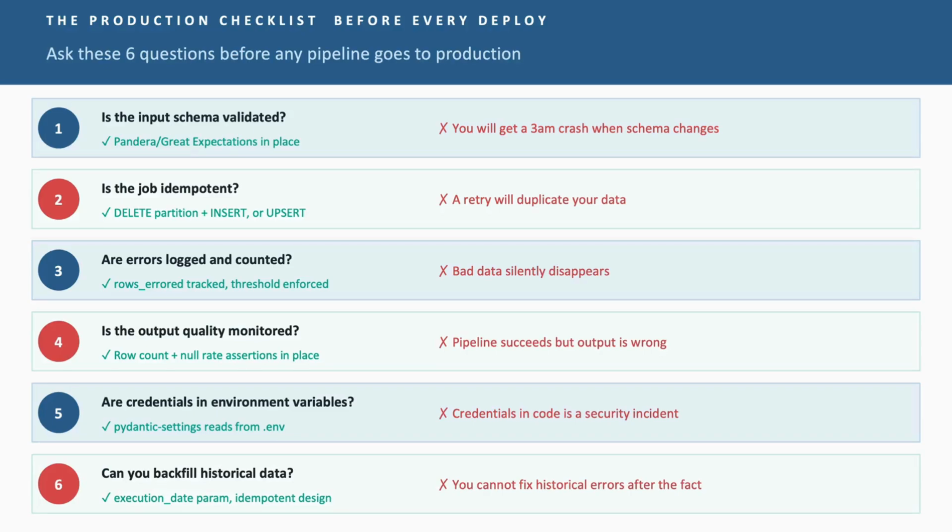So the production checklist. This is the checklist I run before every pipeline goes to production. Six questions. If any answer is no, the pipeline is not ready. Question 1, is the input schema validated? Is the job idempotent? Are the errors logged and counted? Is the output quality monitored? Are credentials in environment variables? Can you backfill historical data? So you can save this checklist, add it to your team's PR template, and review it before every production deploy.